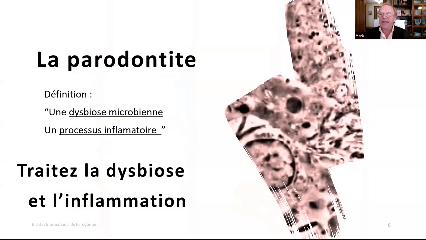If we look at the definition of periodontitis, we see first microbial dysbiosis, and then it is also an inflammatory process. What we have to do is treat this dysbiosis and treat this inflammation. So get rid of the dysbiotic microbes and get rid of the inflammatory process would be the first thing if you want to cure this periodontal disease before you put implants in the mouth. Treat this, and you can cure the patient.